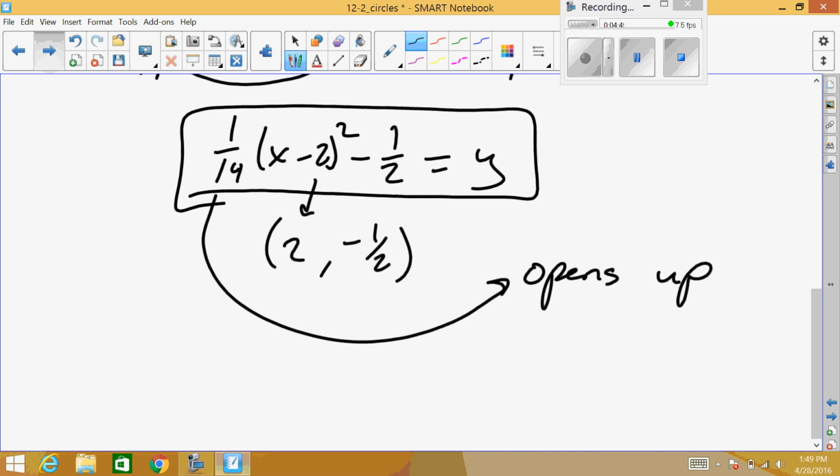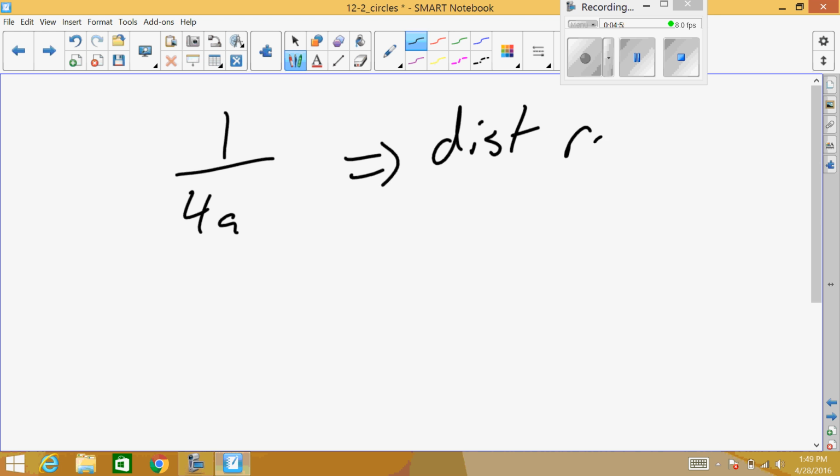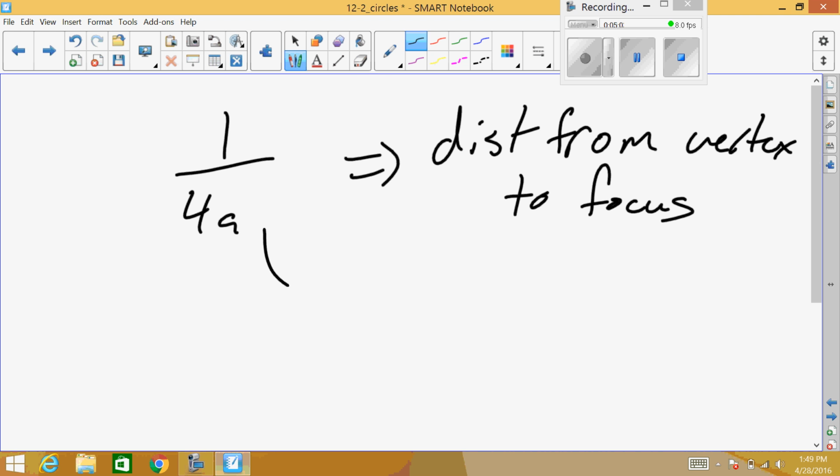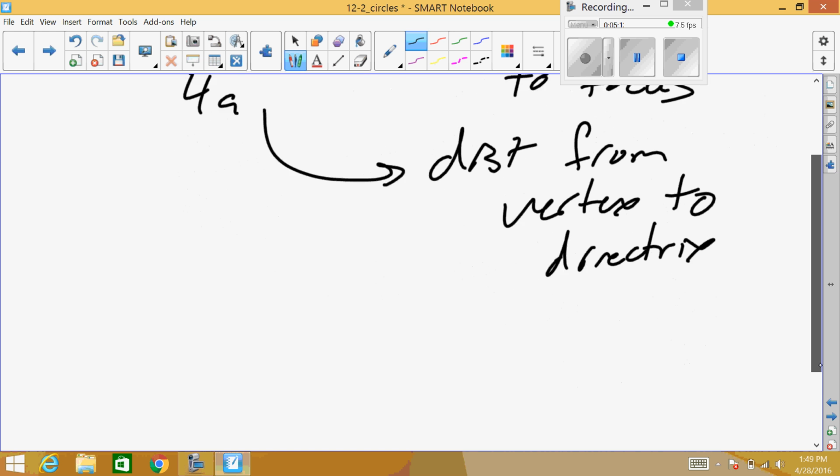Last thing that I want to talk about is this idea of 1 over 4a. This is the distance from the vertex to the focus, and it's also the distance from the vertex to the directrix. So let's take a look at an example.